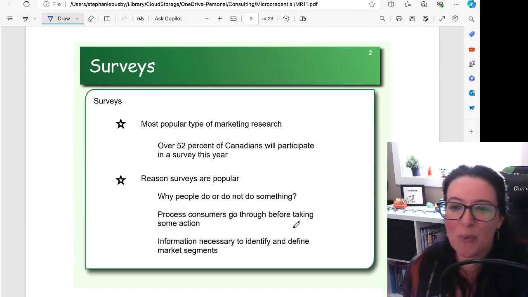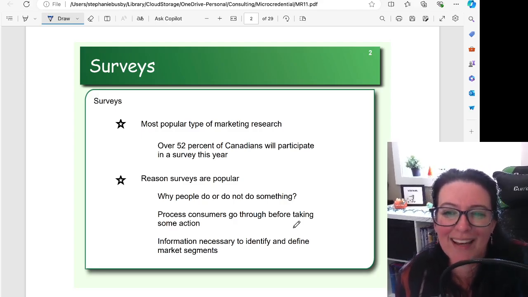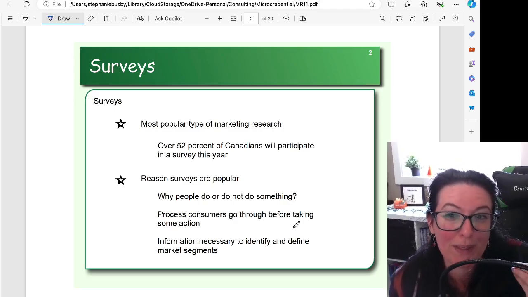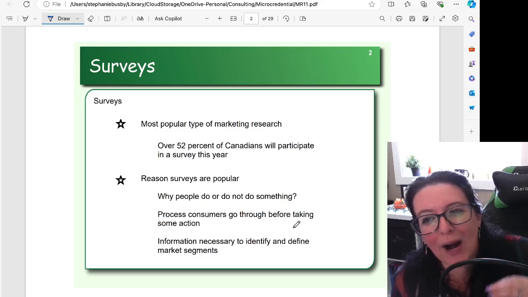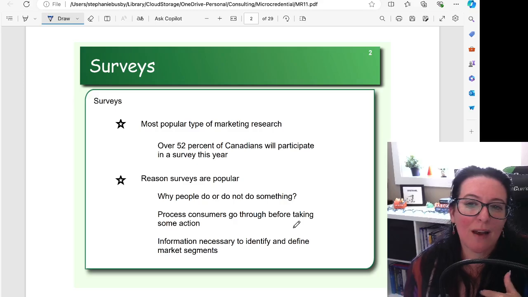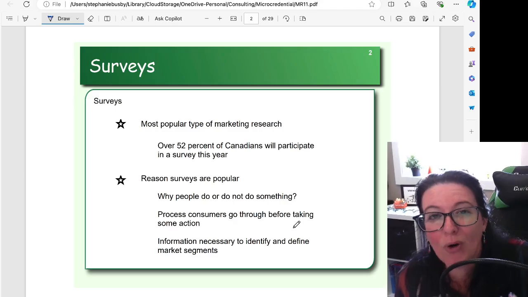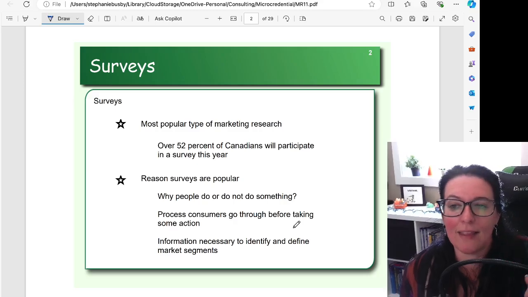Why are surveys so popular? It's that we can get at how people feel. Observational research showed us what people do, but it didn't get at why people do those things. With surveys, we can ask them why they do those things. The downside, of course, to surveys is that unlike focus groups and interviews, we can't probe to get further explanation. We often just get one shot at getting the information.